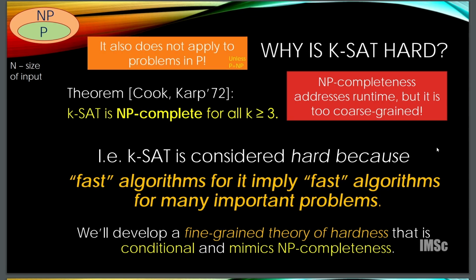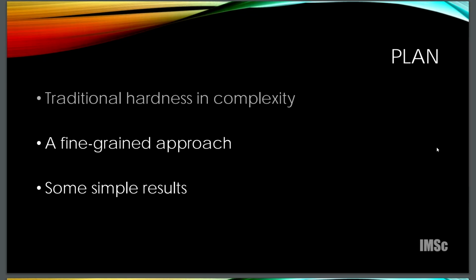NP completeness tells you that you cannot get polynomial time, but that's not good enough. I want to know, can I get 1.4 power n, can I get 1.1 power n, those kinds of differences.